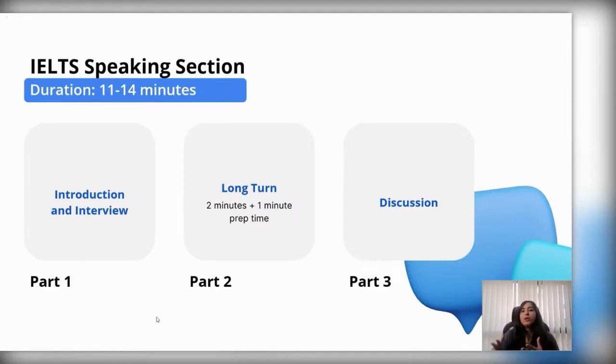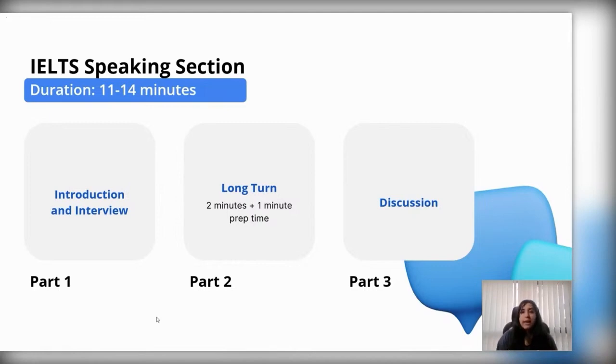And then you move on to part 3, which is the discussion. What happens here is that the questions asked in part 3 relate to the question that was in part 2, so it's kind of an abstract way of asking the questions. What I mean by that is if, for example, the cue card you're given says, tell me about your favorite holiday that you took, you should mention A, B, and C, the discussion part questions would probably be related to tourism or something about travel in general.